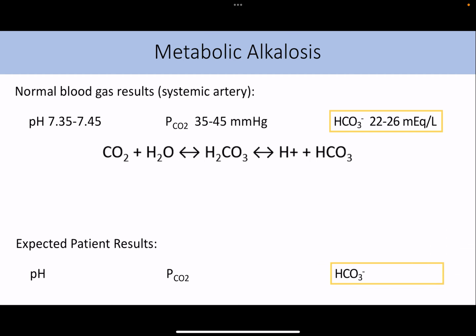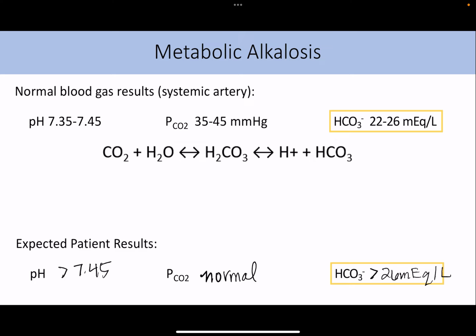Okay, last one is metabolic alkalosis. What would you expect the pH to be with somebody with alkalosis? It's going to be greater than 7.45. If this is a metabolic issue, what would you expect the CO2 levels to be? Normal, or between 35 and 45 millimeters of mercury. And if you're in alkalosis, do you think you have too little or too much buffer? Too much. So it would be greater than 26 milliequivalents per liter. And I have the bicarbonate highlighted this whole time because these are new values that you haven't really seen before.